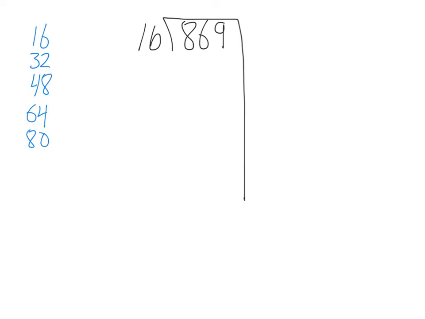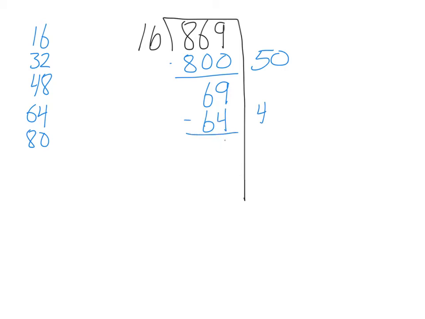And I can see that the last one I just wrote is going to work perfect to start my problem. So I'm going to have 16 times 5 to get me 80, and times 50 to get me 800. Do my subtraction, and I'm left with 69. And I can see this is working out great for partial quotients because I can do 16 times 4 for 64, and that leaves me with 5. So in this case, I'm down to my remainder. So I know that I have 54 and 5/16, and I could write that as my answer.